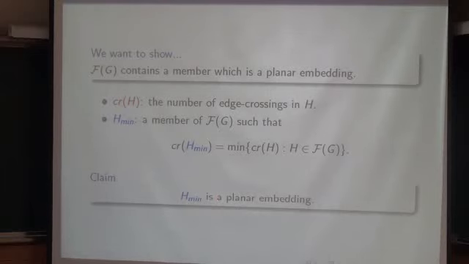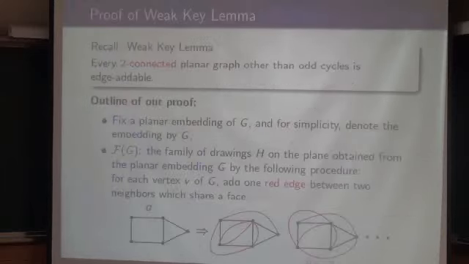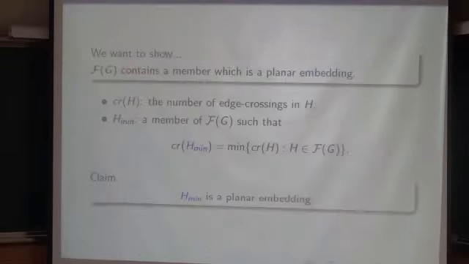Okay, so if we show this for every two-connected planar graph G, there is a member H_min which is planar in F(G). So the graph will be the edge-added graph of G, so G is edge-addable, right? Okay. So we want to show this is true.